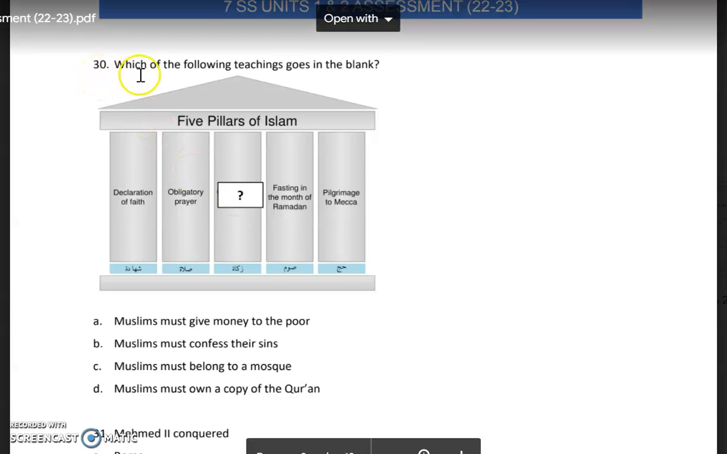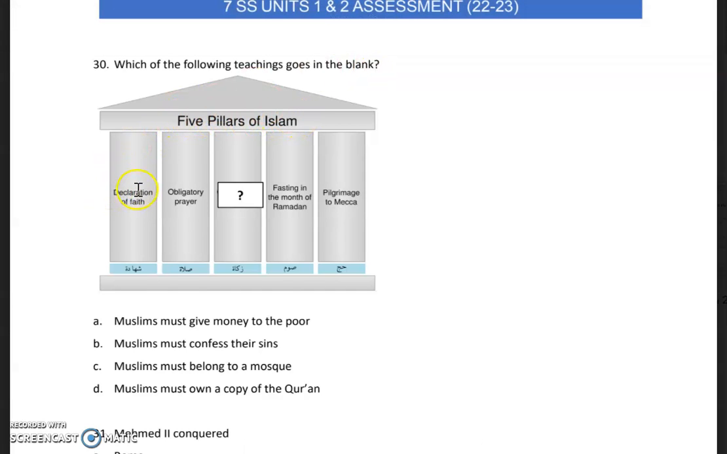30. Which of the following teachings go in the blank? 5 Pillars of Islam: Declaration of Faith, obligatory prayer, fasting in the month of Ramadan, pilgrimage to Mecca, and blank. A. Muslims must give money to the poor. B. Muslims must confess their sins. C. Muslims must belong to a mosque. D. Muslims must own a copy of the Quran.